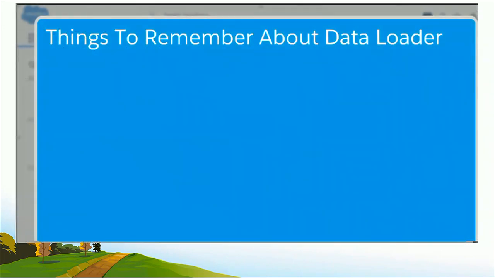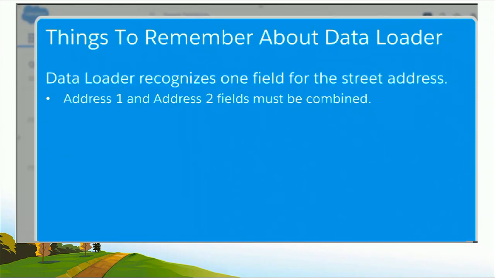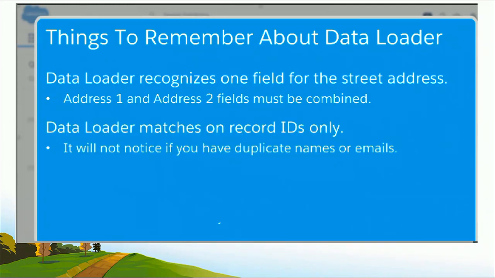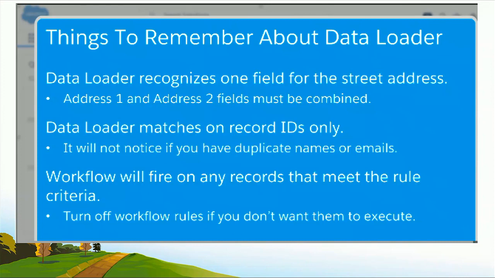Okay, a couple of things to remember about DataLoader that are important. One is the addresses. You might have to do some tweaking on the addresses. It doesn't split address 1 and address 2. And it works off of record IDs. Hopefully you're all admins. You'll know what record IDs are. You'll know the value. And you have to use those record IDs in terms of your importing and your logic. Also, it doesn't care about workflow, meaning if you have workflows that do something when a record is created and you need to turn that off, then you need to turn it off separately from your import.